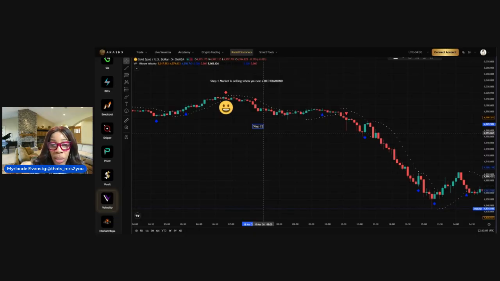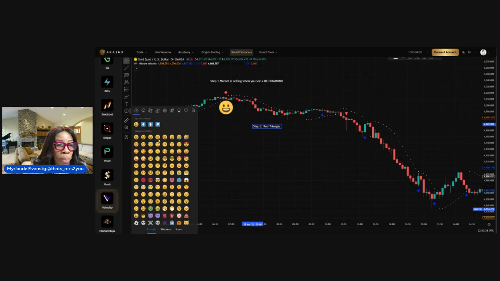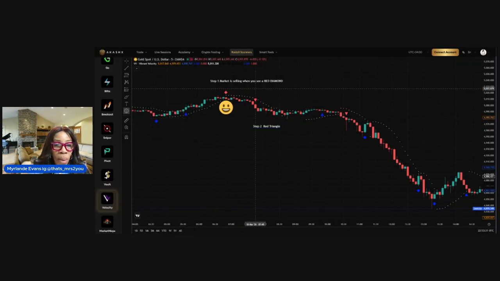Which is a really great way to do what's called backtesting, right? So step 2, we see that we now have a triangle. You wait for the triangle after the diamond. Triangle appears. Oh, red triangle. We want to make sure that we indicate red triangle. And where's my red triangle? I'm going to put a little arrow above it right here, and I'm going to switch that down so we can see. Boom. Red triangle, right?